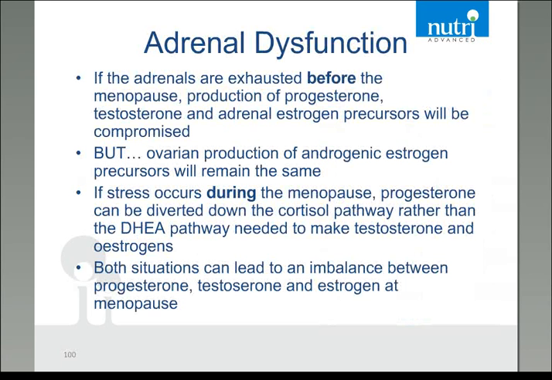The adrenals are exhausted before the menopause. Production of progesterone, testosterone, and adrenal estrogen precursors will be compromised, but ovarian production of androgenic estrogen precursors will remain the same. If stress occurs during the menopause, progesterone can be diverted down the cortisol pathway rather than the DHEA pathway needed to make testosterone and estrogens. Both situations can lead to an imbalance between progesterone, testosterone, and estrogen at menopause. So therefore, stress is so important both before and during menopause.